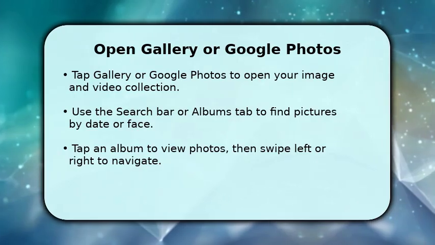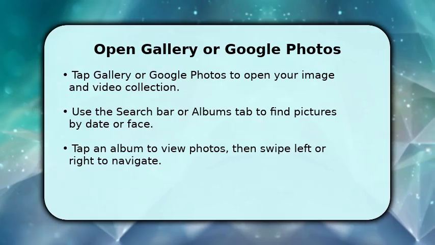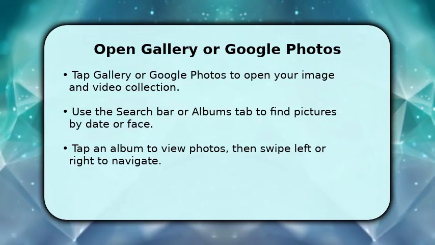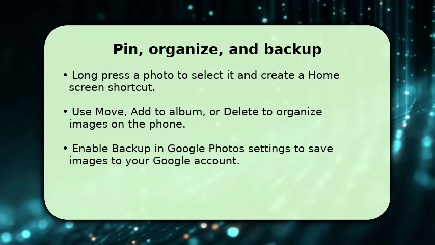Use the search bar to type dates, places, or people to quickly filter results. Tap the Albums tab to browse grouped folders like Camera, Screenshots, or Downloads. Open any album and swipe left or right to view individual photos, and long press a photo in Gallery to select it and reveal action options.